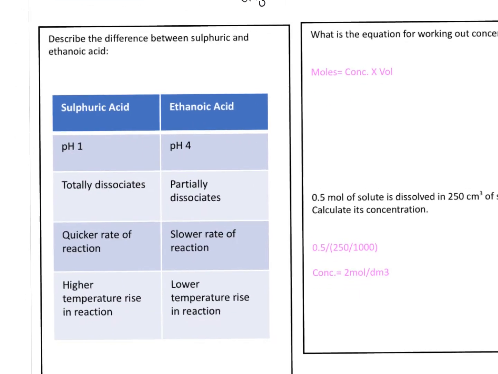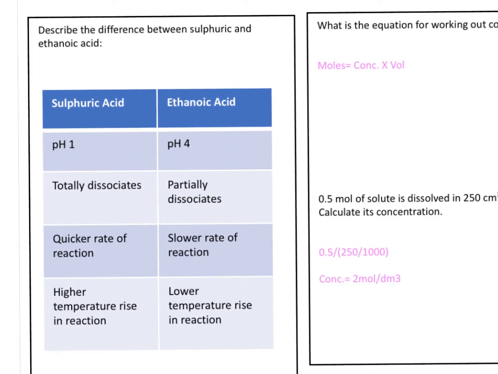Okay, describe the differences. This comes up quite a lot. You can compare their pHs, whether they partially or totally dissociate. Sulfuric acid will give you a quicker rate of reaction, also a higher temperature rise in the reaction. Ethanoic acid will give you a slower rate of reaction, lower temperature rise.